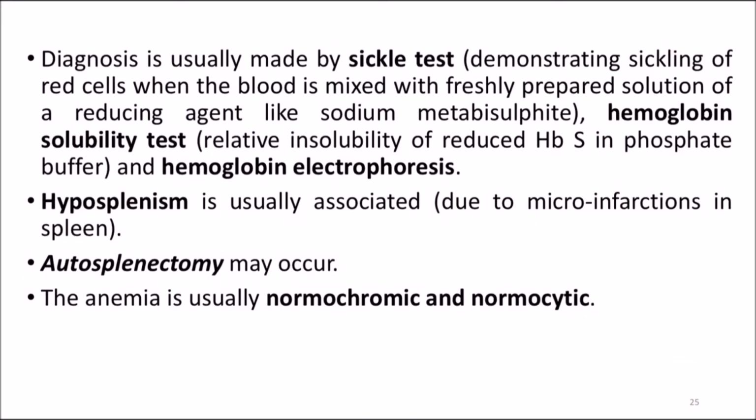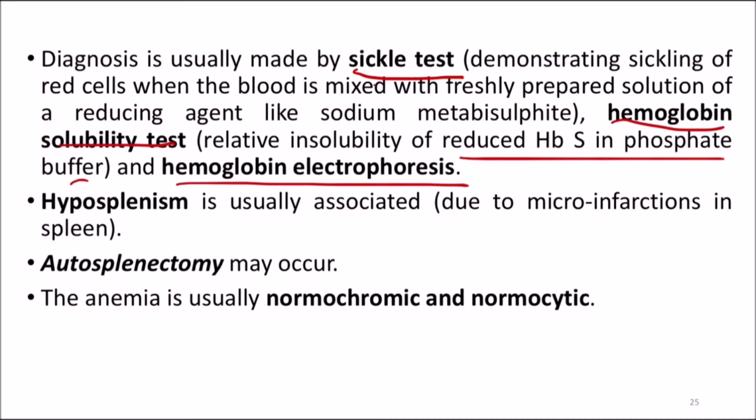How can you diagnose sickle cell anemia? Diagnosis is usually made by the sickle test, demonstrating the sickling of red cells when the blood is mixed with a freshly prepared solution of a reducing agent like sodium metabisulfite. The second test is the hemoglobin solubility test, where you can see a relative insolubility of reduced HbS in phosphate buffer, and you can do hemoglobin electrophoresis.